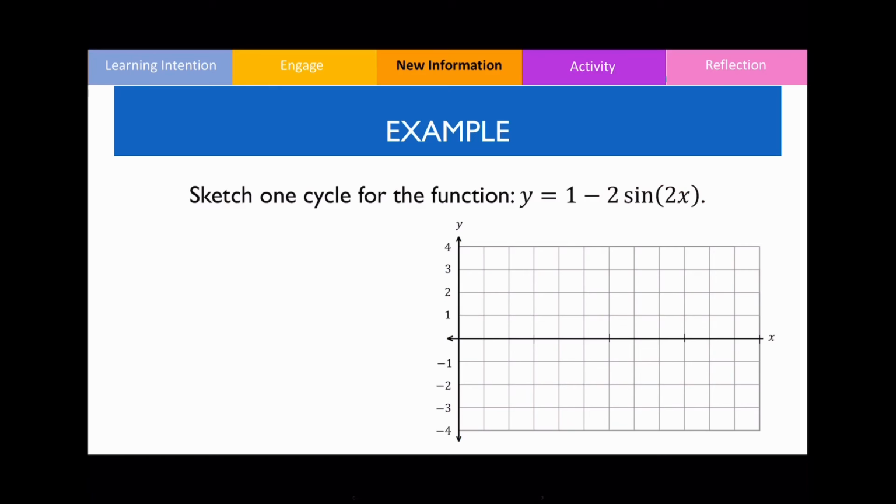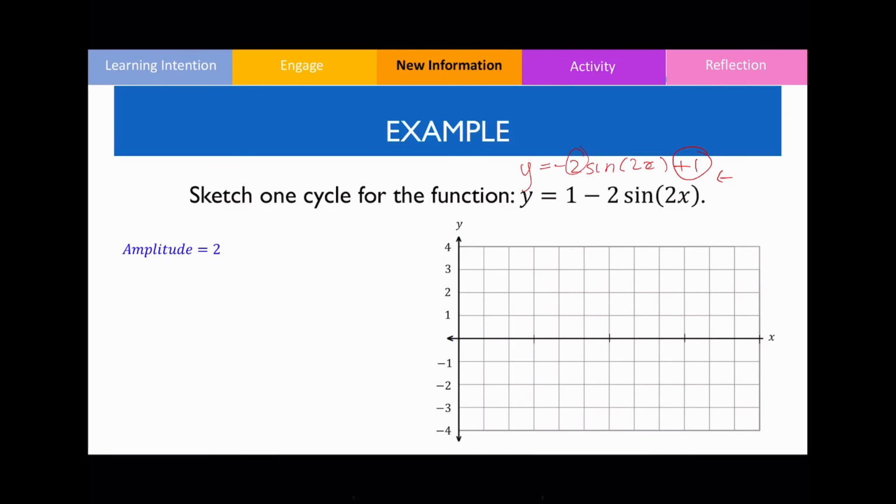The example reads, sketch one cycle for the function y is equal to 1 minus 2 sine 2x. Now, when it's rewritten in this particular form, they generally try to confuse you guys. This is the same thing as writing y is equal to negative 2 sine 2x plus 1. Okay, so in this case, your translation is 1 unit up. And in this case, you are having a reflection and your amplitude is going to be 2.